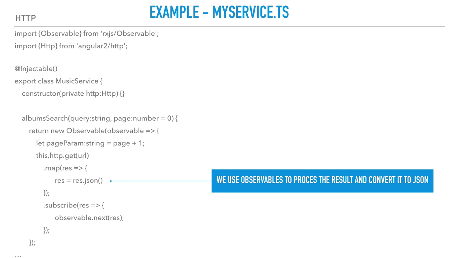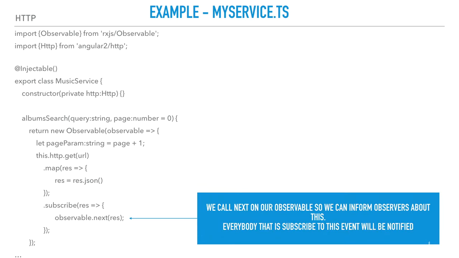In Angular 1, for example, we were not using this JSON conversion, but in Angular 2 it is mandatory to take the response that we get from HTTP and then parse the JSON. So you will see these lines many times in Angular 2. And finally, we subscribe to the result of this HTTP request, and we just say, okay, observable next. This is just a trigger to tell all the observers that we have finished with this and they are ready to consume and use this information.